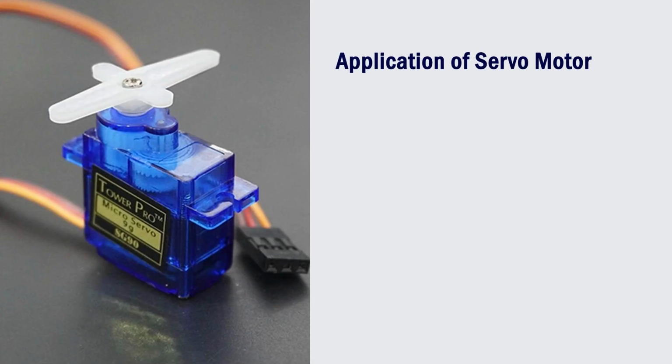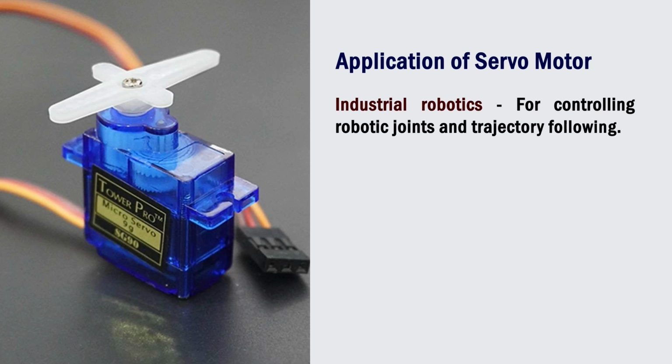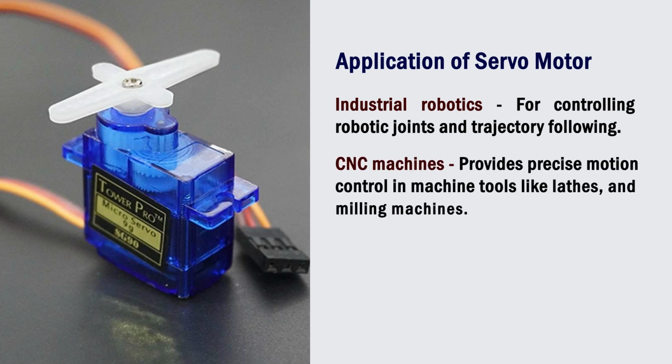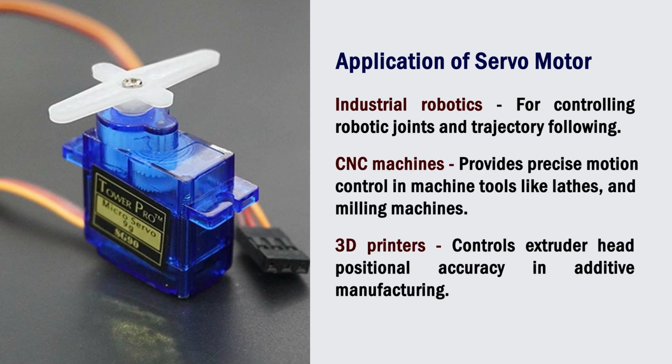Now let us discuss the application of servo motor. The first application of servo motor is in industrial robotics, for controlling robotic joints and trajectory following. Let us take an example of a robot. In that we can see it has several movements or parts which are moving in certain directions. So to control those directions, the servo motors are used.